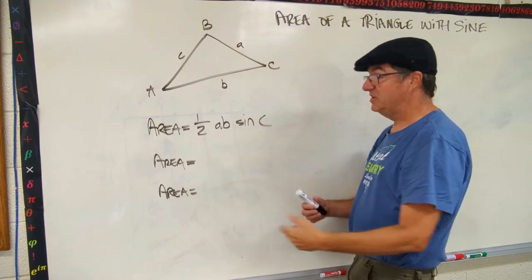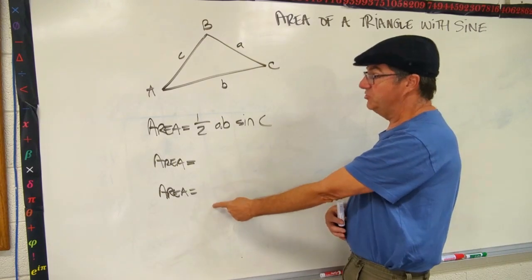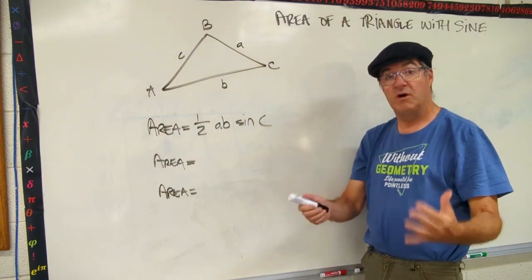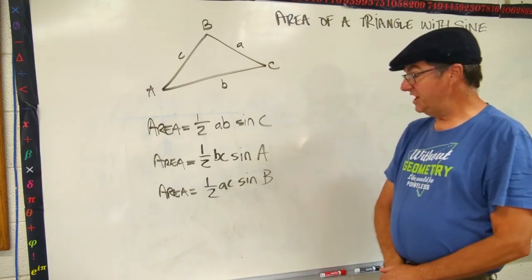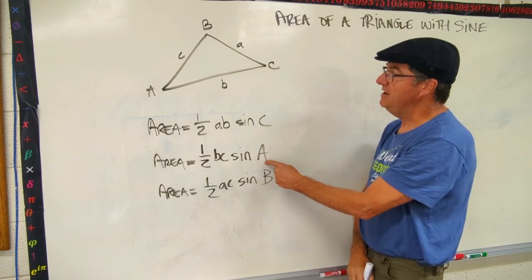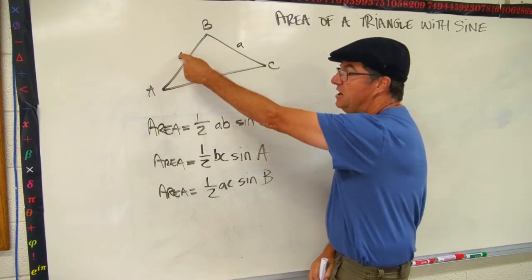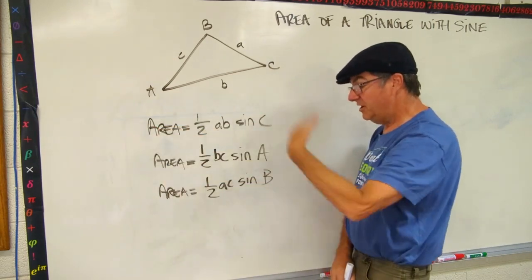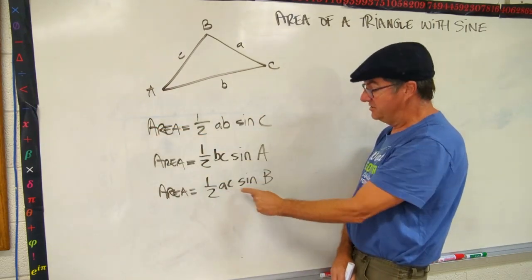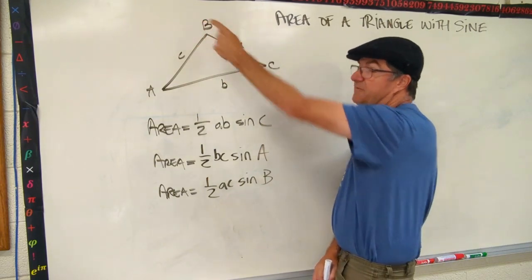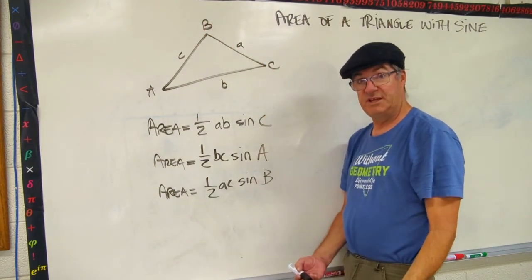So in that case, there's 2 other ways to write this formula for the area of this triangle. So go ahead and pause the video and write those 2 ways. Let's see how you did. So we can also write 1/2 bc sine A, because that's this side times the sine of the angle between them, which is A. And we can also write 1/2 ac times sine B, which is 1/2 a times c times the sine of that included angle, which is B.